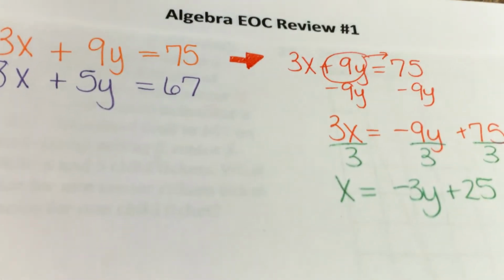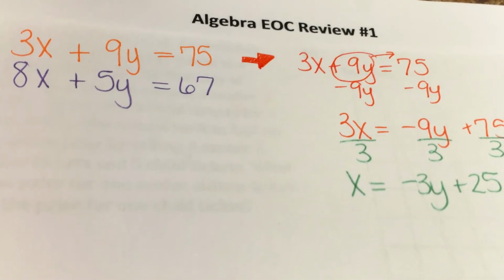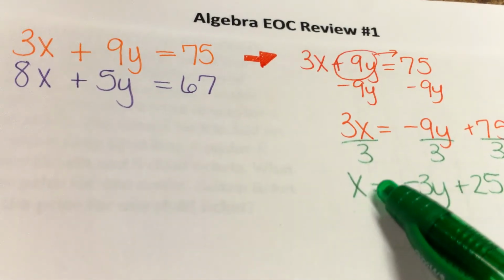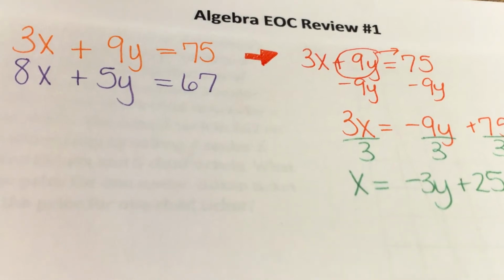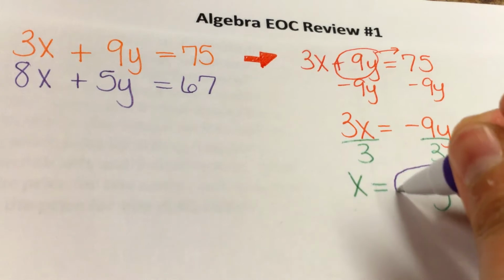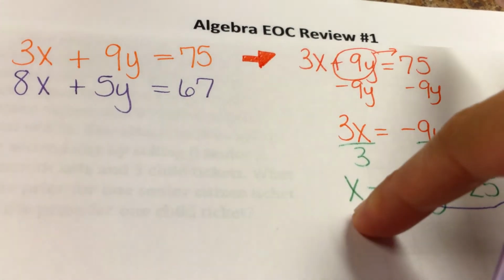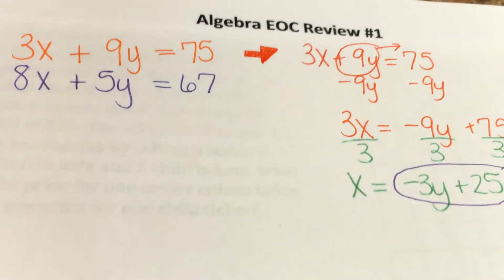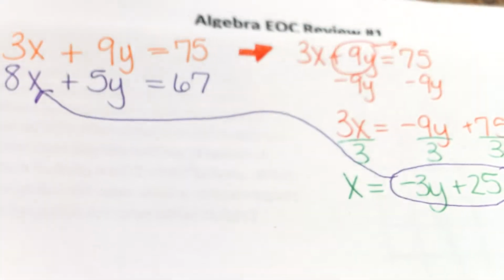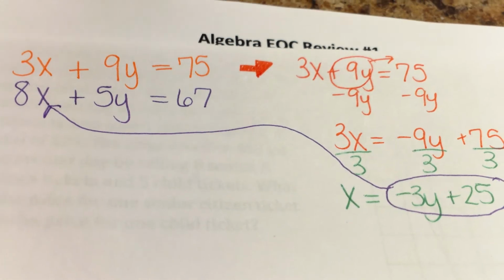So that's my first equation. I just rewrote it. It's written differently, but it's the same exact thing. This is equal to that. So now that you have a variable by itself, you can do substitution. We're going to plug this part in. This top one is the first equation. We're going to plug this in for the x on the second equation.